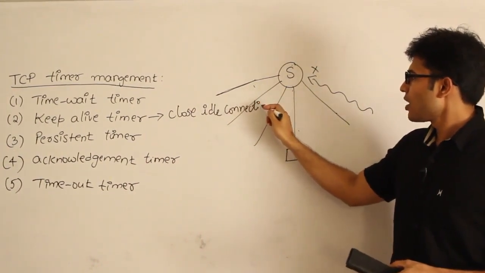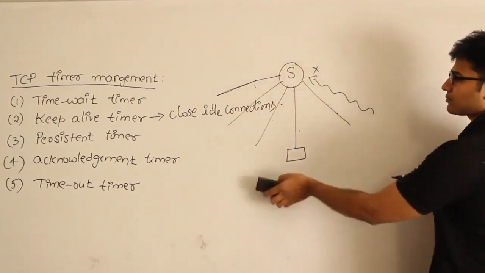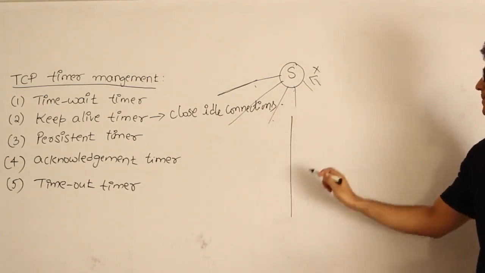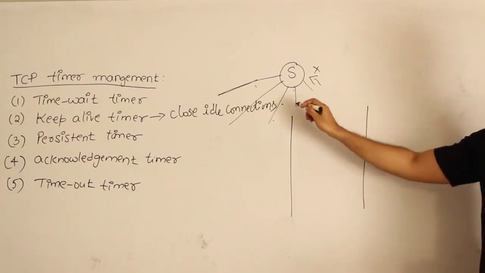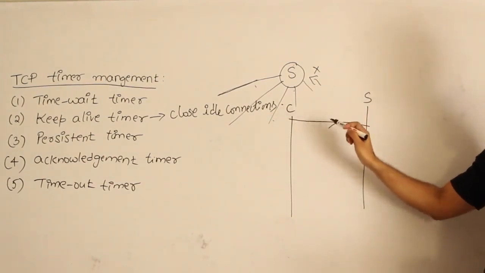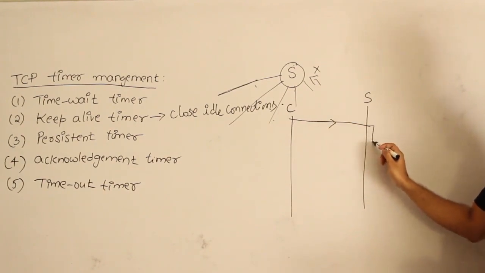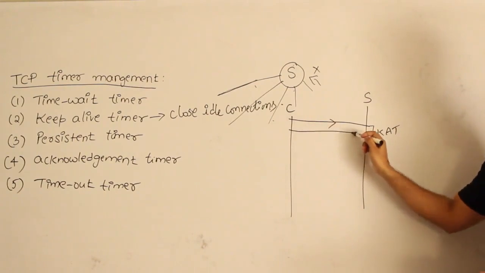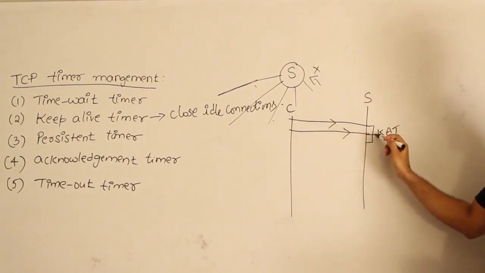I'll just explain to you how this is done. Closing the idle connections is done like this. Now let us say there is a client and there is a server. Whenever the client sends any packet, the server is going to start a timer called the keep alive timer, and whenever it sends the next packet, it will reset the keep alive timer.